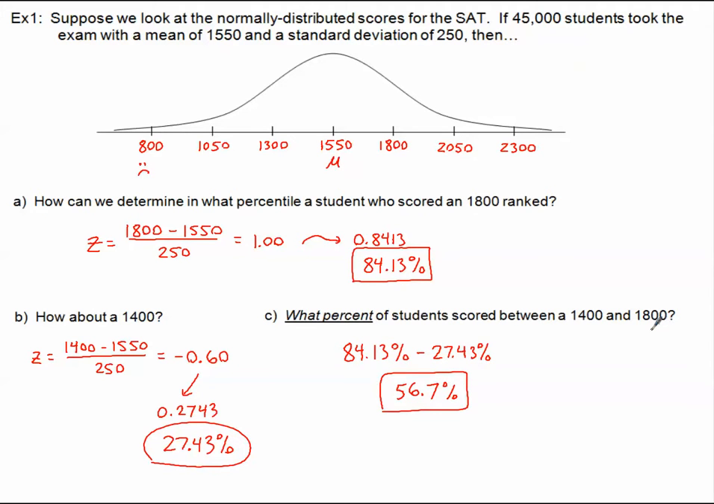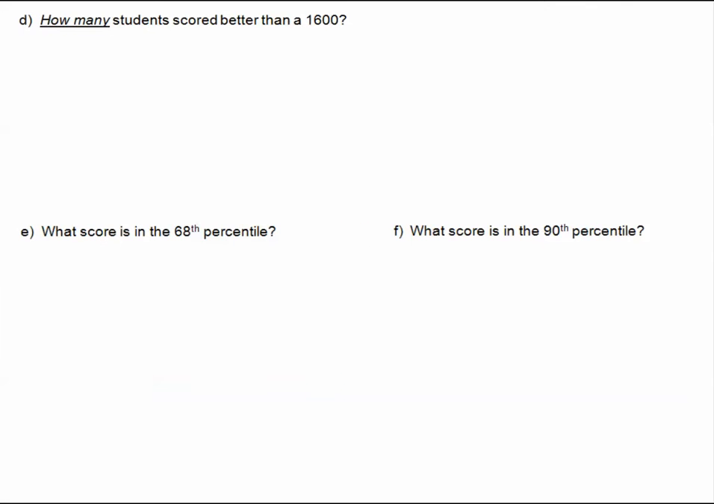And there we go. As opposed to part D, where I'm looking for how many students scored better than a certain value, a 1600 in this case. This time we're not looking for a percentage, we're looking for how many actual students out of the 45,000. We're going to need the percentage first, and then we'll multiply that percentage by the 45,000. So the first thing I should do is deal with this 1600. We haven't found that z-score yet, so let's do that. Usually this is always the first step. Take away the mean, 1550, and divide by the standard deviation, 250.